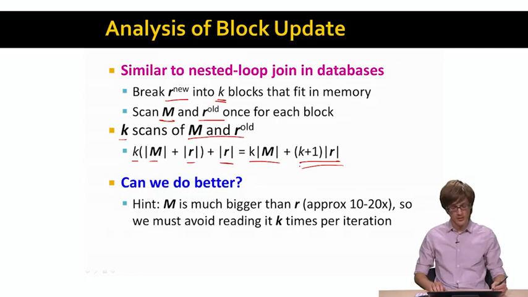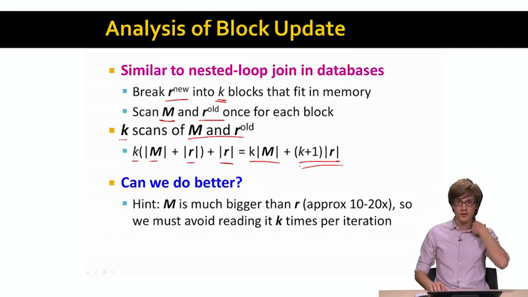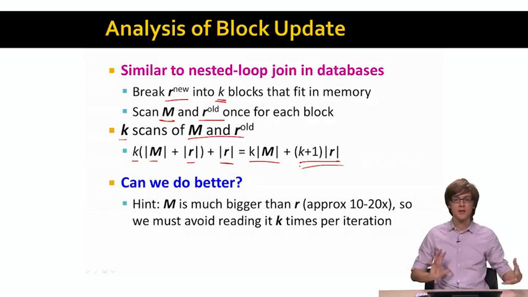And the trick to do better is to basically pre-process matrix M. So the insight for us to do this is the following. Basically, the matrix M is much bigger than the vector R, right? So matrix M is, let's say, 20 or 30 times bigger than vector R. So in some sense, we want to avoid reading matrix M into memory multiple times. So we are happy to scan over R, but scanning over M takes lots of time. So what we want to do is pre-process M in some way such that we don't need to load it multiple times.